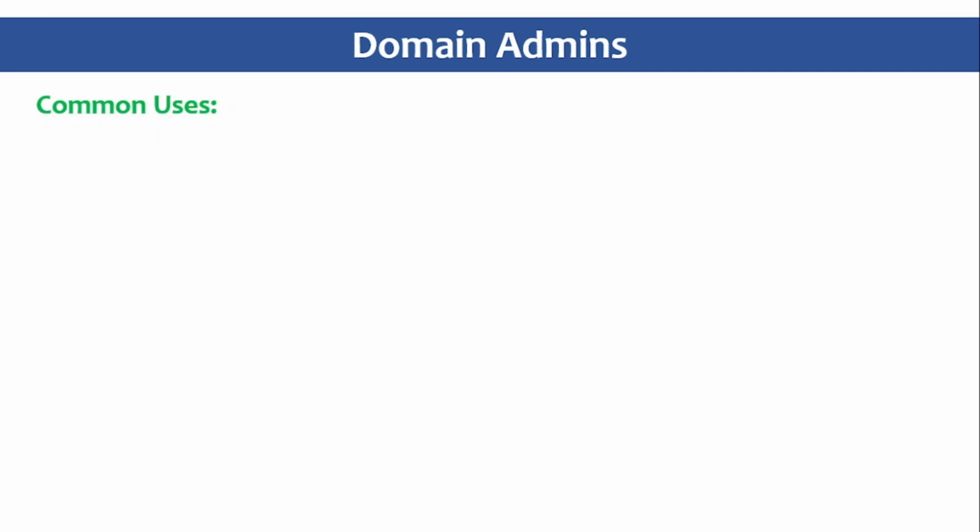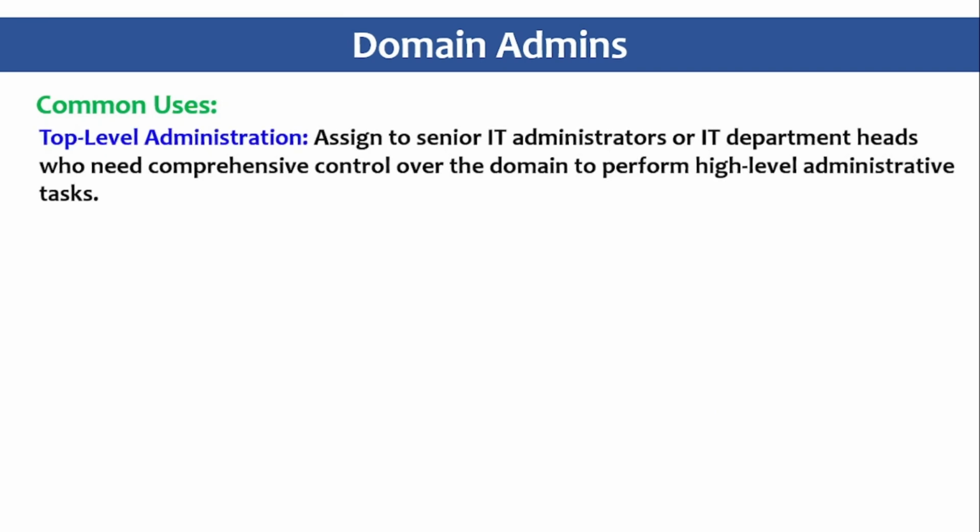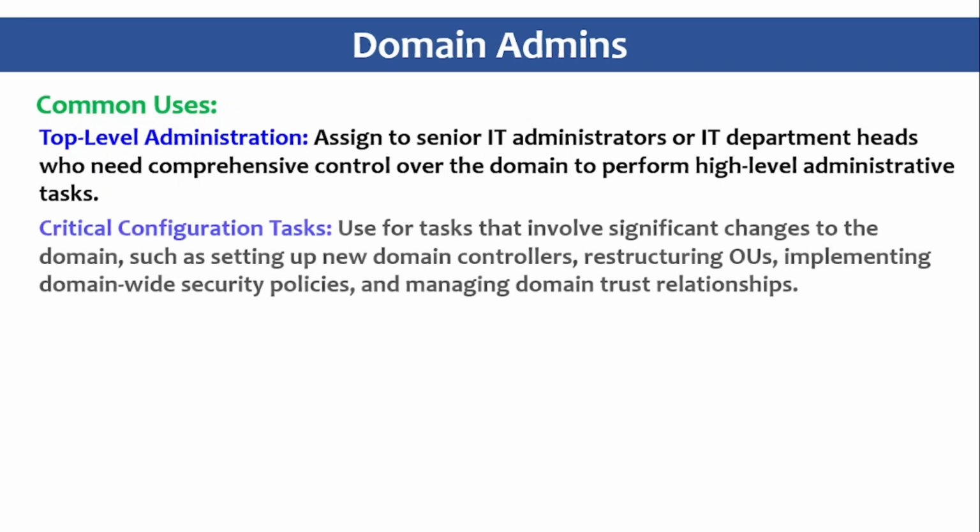So common uses. Top level administration: assigned to senior IT administrators or IT department heads who need comprehensive control over the domain to perform high level administrative tasks. Critical configuration tasks: used for tasks that involve significant changes to the domain, such as setting up new domain controllers, restructuring OUs, implementing domain-wide security policies, and managing domain trust relationships.